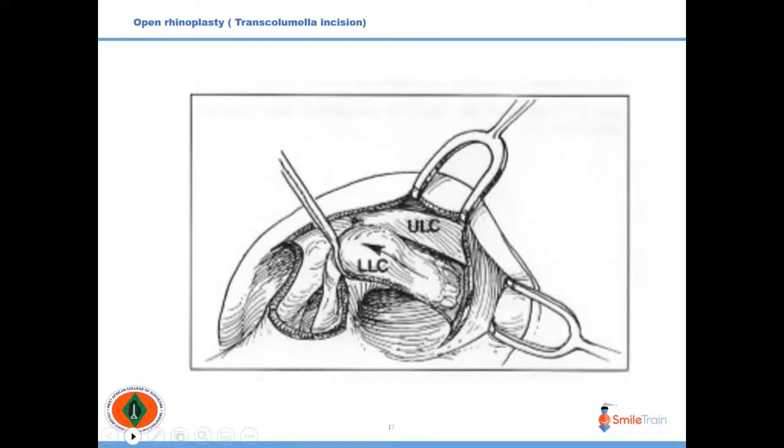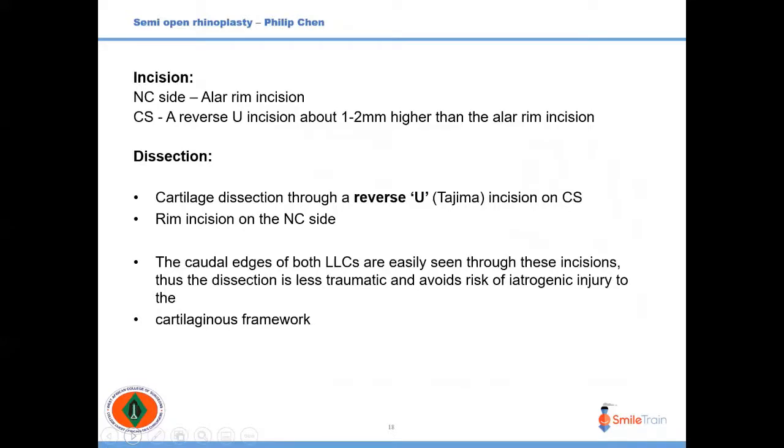So we shall now move on to the technique I'm about to share, the semi-open rhinoplasty. There are two incisions, one on the non-cleft side and one on the cleft side. At the non-cleft side, we use what we describe as the alar rim incision, an incision that goes along the rim of the alar that extends about 3 to 4 millimeters. On the cleft side, we do a reverse U incision, which was originally described by Tajima, a Japanese surgeon. This incision is about 1 to 2 millimeters higher than the alar rim incision.